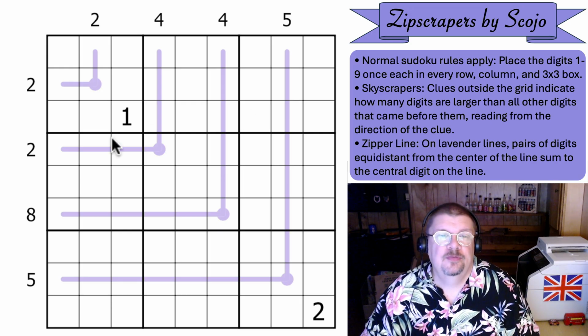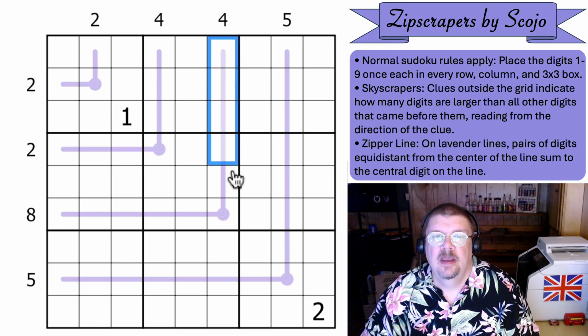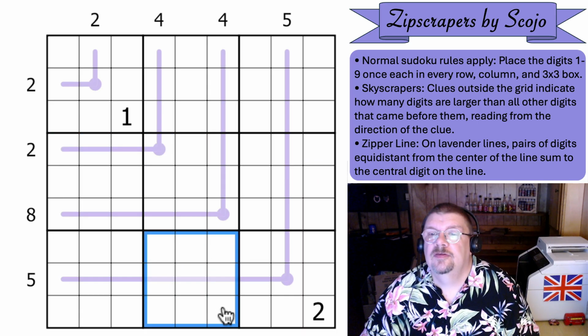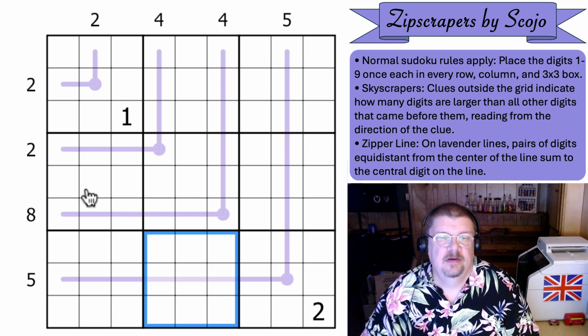Let's have a look at the rules. Normal sudoku rules apply. We're going to place the digits 1 to 9 once each in every row, every column, and every box. Skyscrapers. Clues outside the grid indicate how many digits are larger than all other digits that came before them, reading from the direction of the clue.